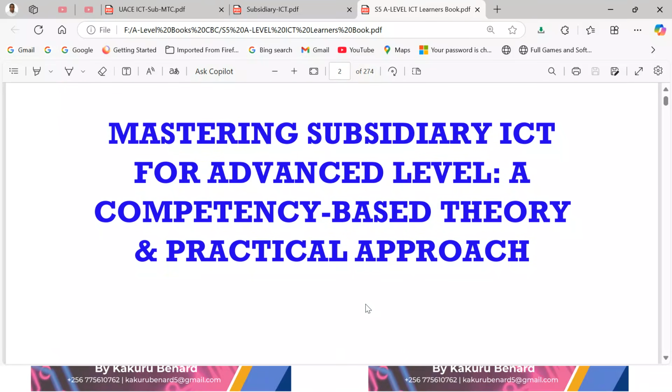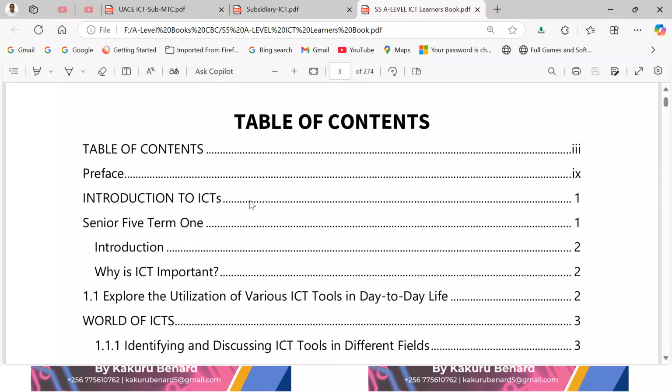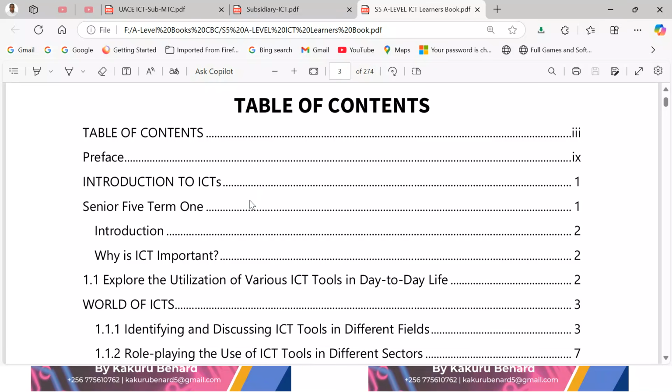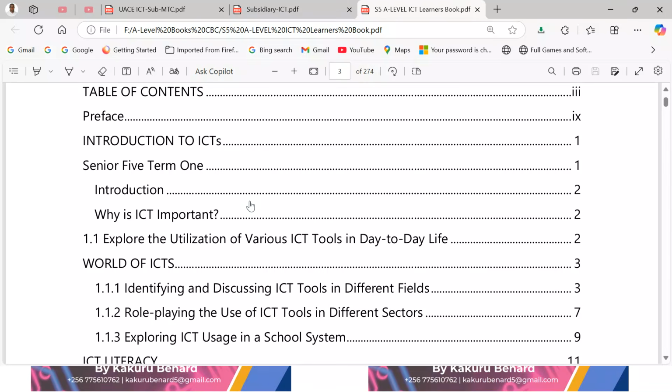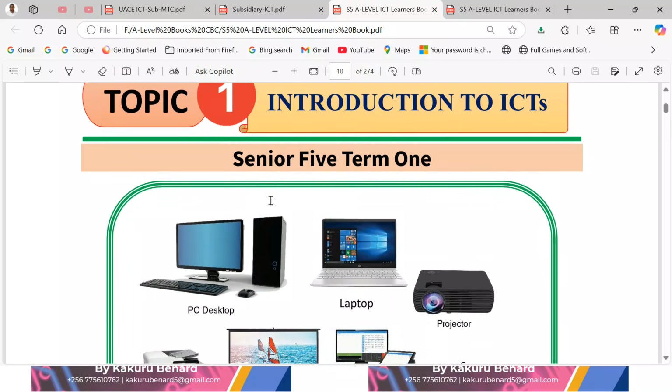How is the book arranged and organized? The book starts with the table of contents, of course, the titles and the rest. From there, you can use the table of contents from topic 1 up to the last topic of Senior 5, Introduction to ICTs. If I click on Introduction to ICTs, here we go to the Introduction.